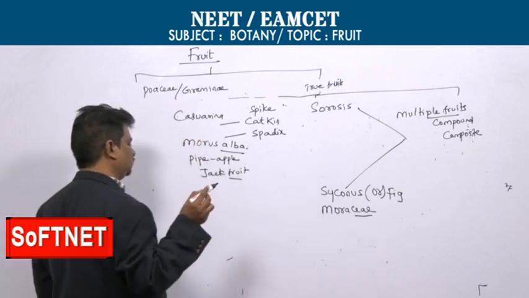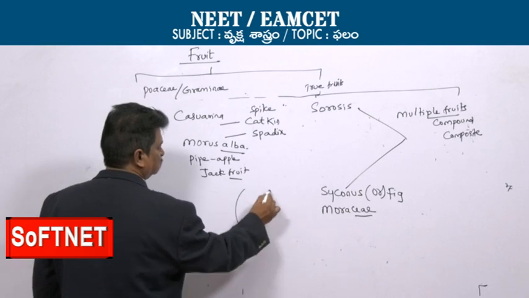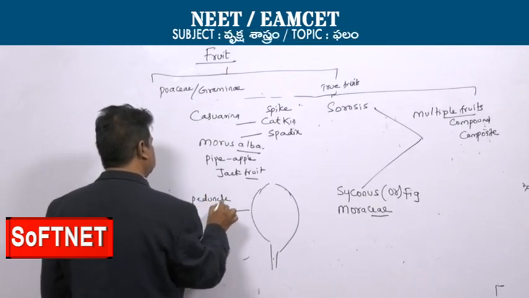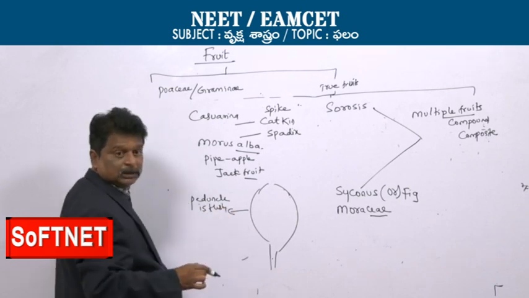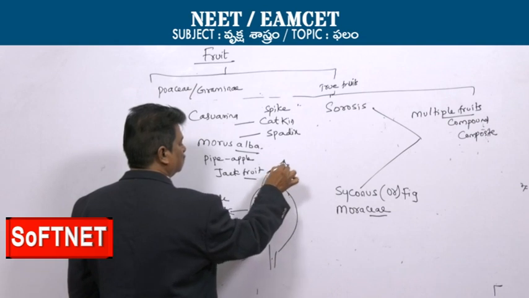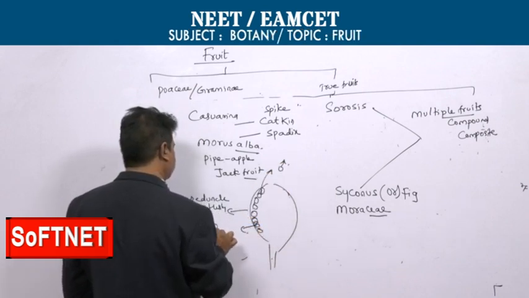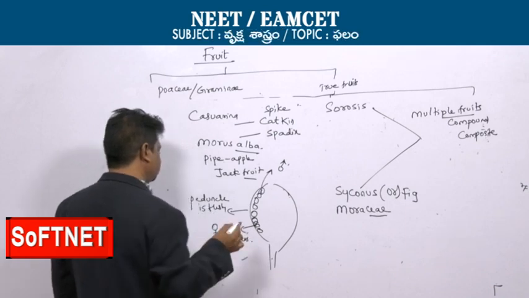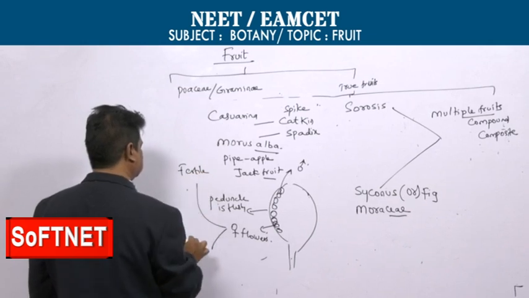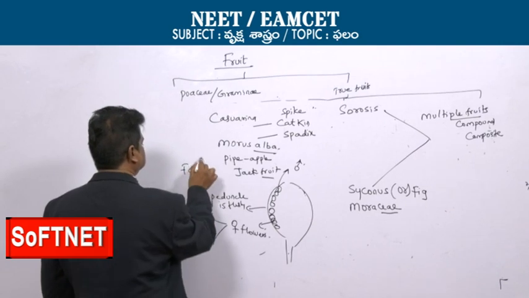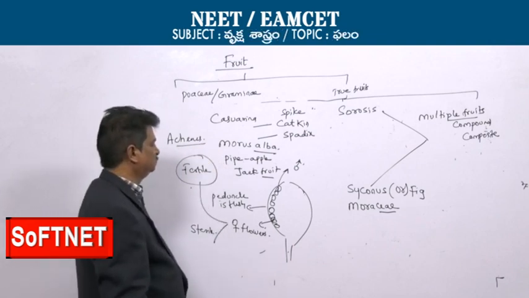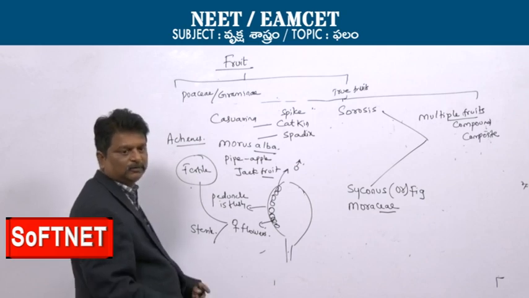Syconus is a characteristic fruit of the Moraceae family. In syconus, the peduncle is fleshy and edible. Actually, the upper part of the peduncle contains male flowers, and the lower part contains female flowers. Female flowers are of two types, fertile and sterile. These fertile female flowers are converted into achenes, rightly called a multiple of achenes.